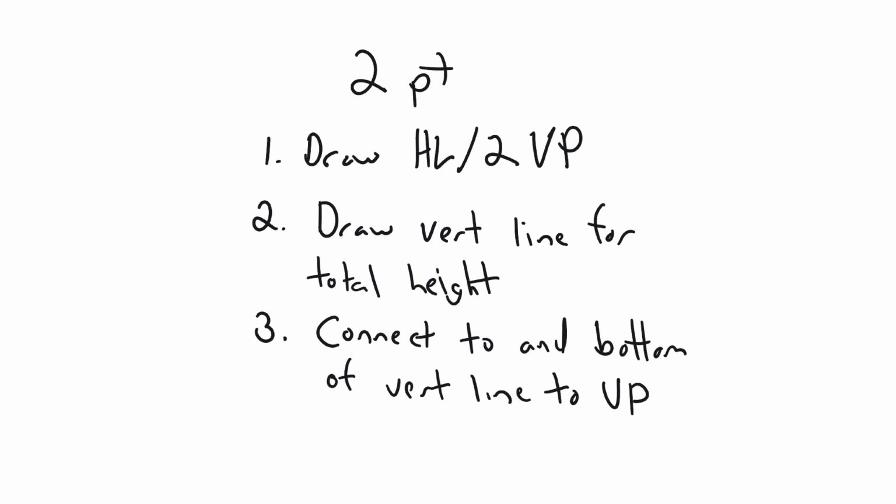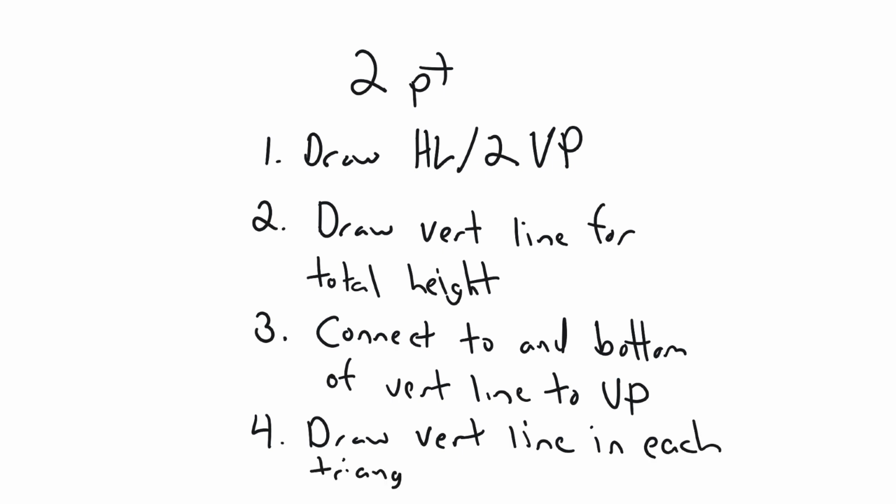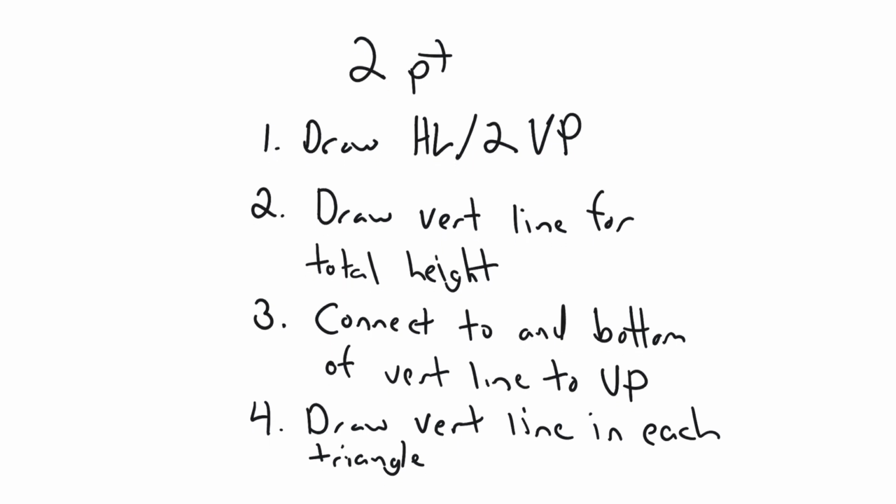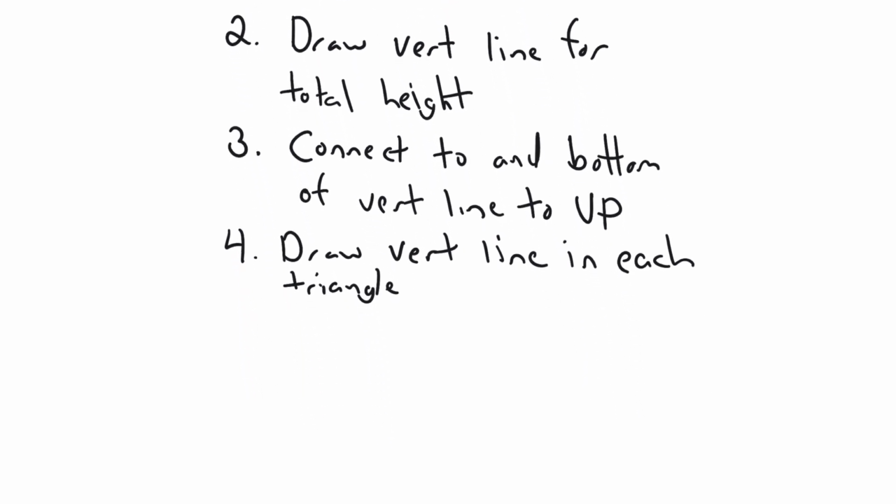Step number 4 is going to be to draw a vertical line in each of the triangles you've created, and that will make a whole lot more sense once we do it. And then we have one more step here, and that's to take the corners, and that'll make more sense here in a second.